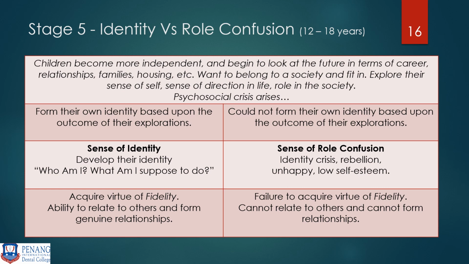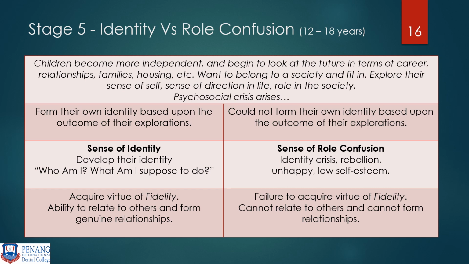Now the opposite would be a child who's undergone this psychosocial crisis. That means he was experimenting with his life, with what he has to do when he grows up, and he could not form the identity they were looking for. So they develop the sense of role confusion. So they have this identity crisis. They don't know who they are. They don't know what they're supposed to do.